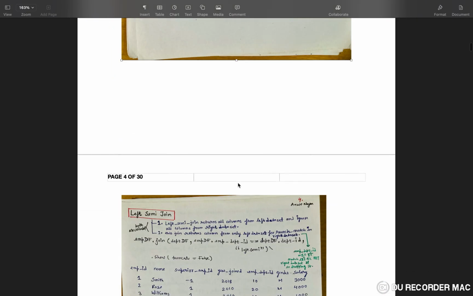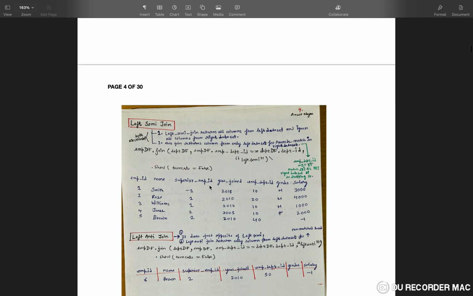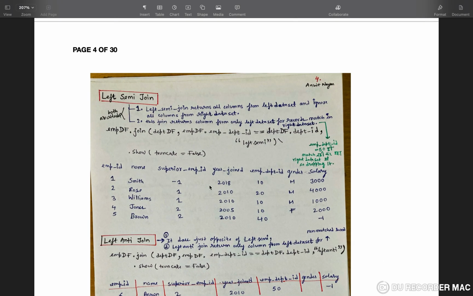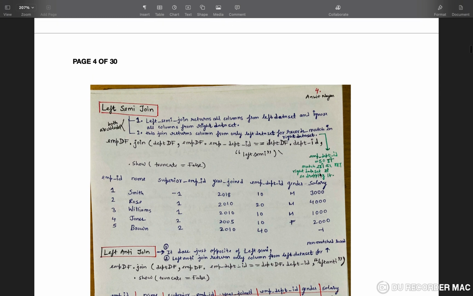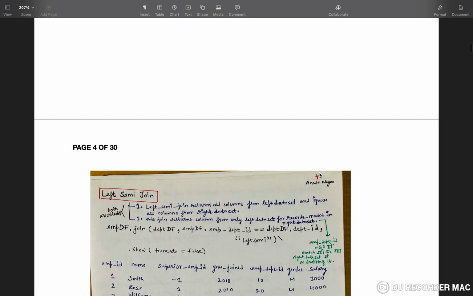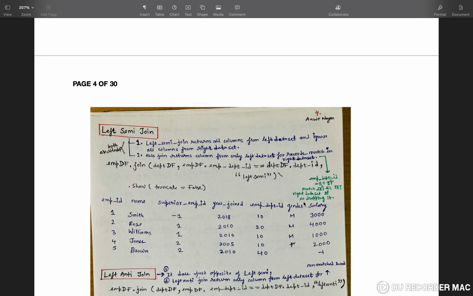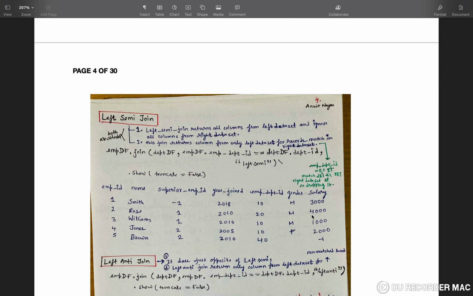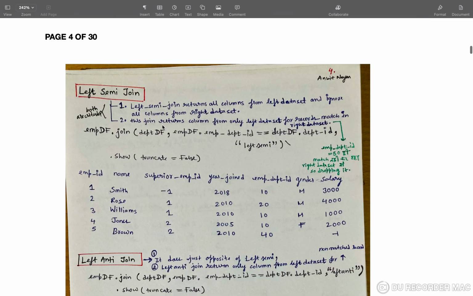So let us deep dive into the left semi join. This is very important. So for left semi join, it is similar to inner join, but there is a difference: left semi join returns all columns from the left data set and ignores all columns from the right data set. So if you look at the resultant data frame, two columns are getting removed here, right? That is dept name and dept ID, from the right, from the dept data frame. These are getting dropped. So let us check the conditions here.